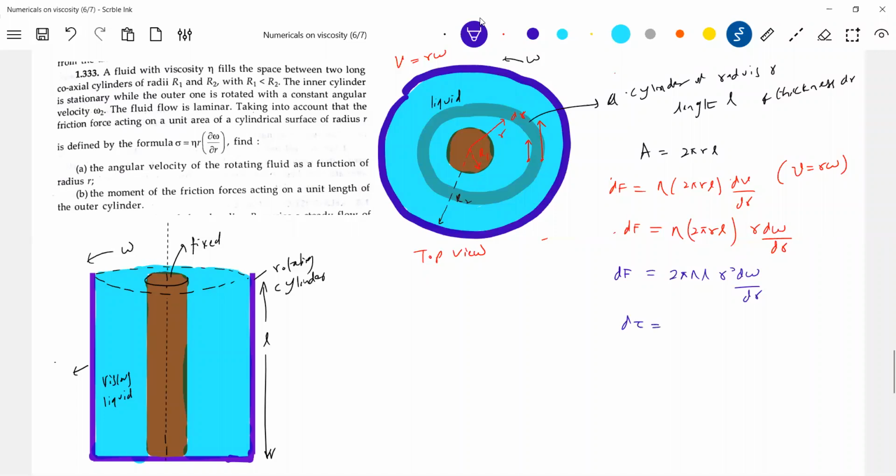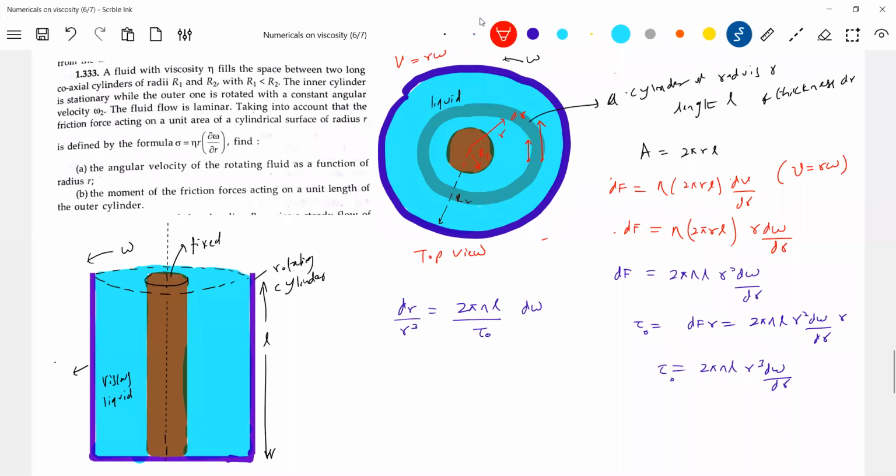Now let's go for torque. Torque acting on this, d tau equal to dF into r, 2 pi eta L r cube d omega by dr. Okay, this torque, I'll go for integration. Now in the integration, the same mathematics we have to bring in. dr by r cube equals d tau over 2 pi eta L, which should be equal to d omega.